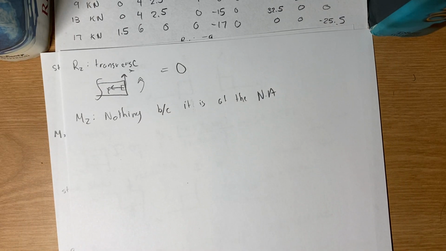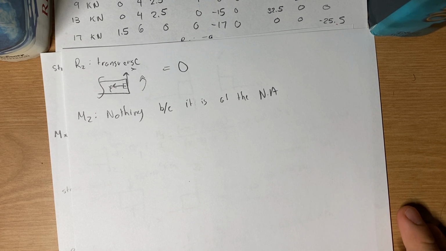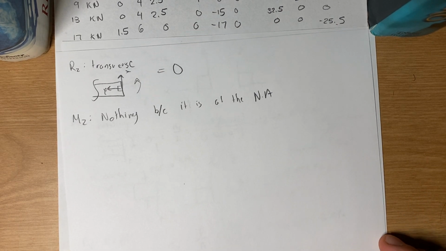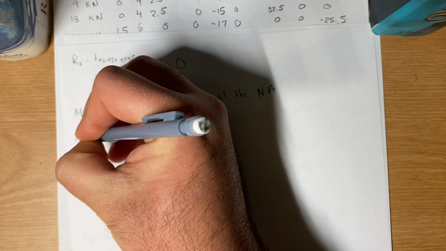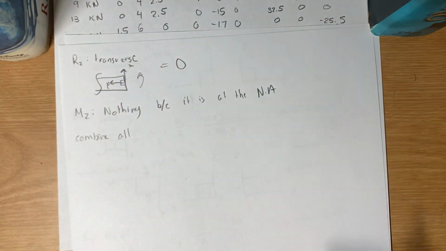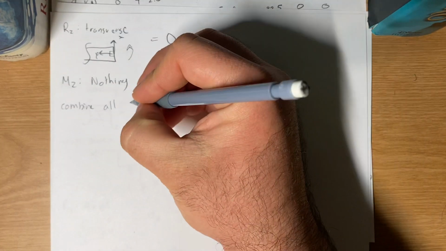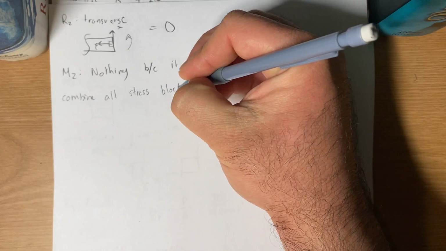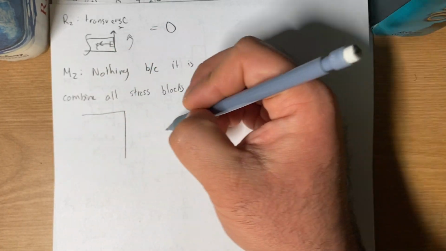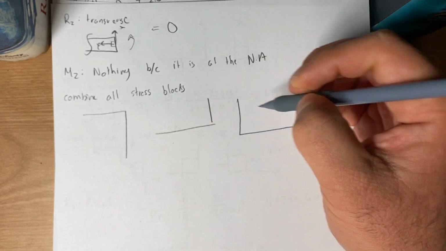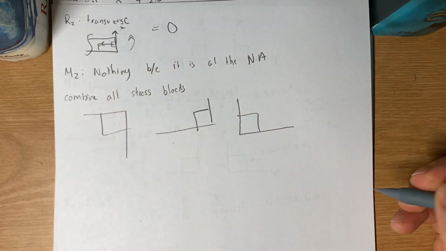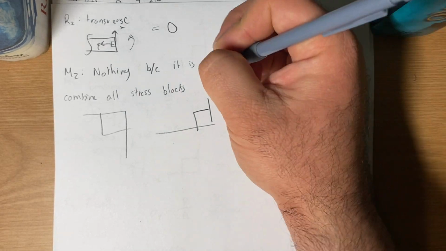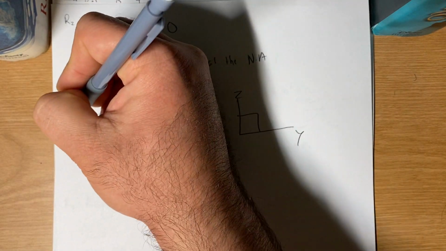With this being said, knowing all of the reactions and my moments, I can combine all my stress blocks, and that way I can plug it into my Mohr's equation. So I can combine all stress blocks. If I combine all my stress blocks, I am left with, oh, that was ugly. Anyways, this is Z, Y, Z, X. This is my X, Y.